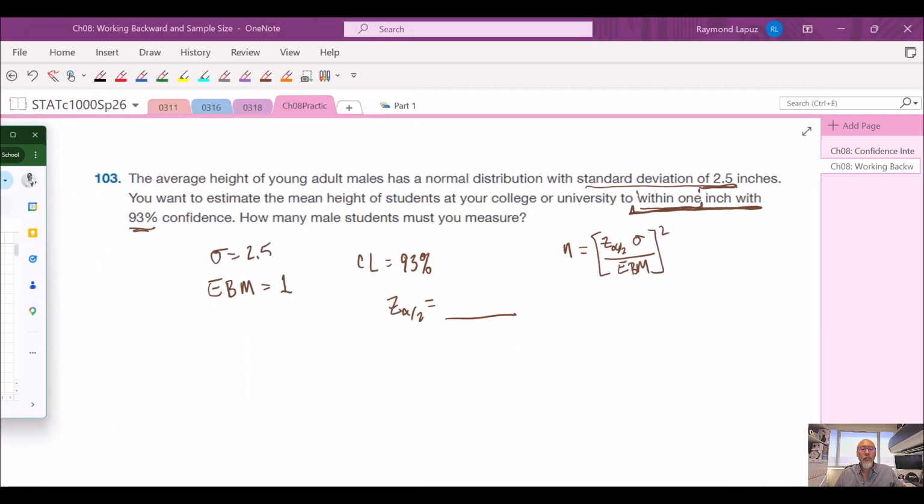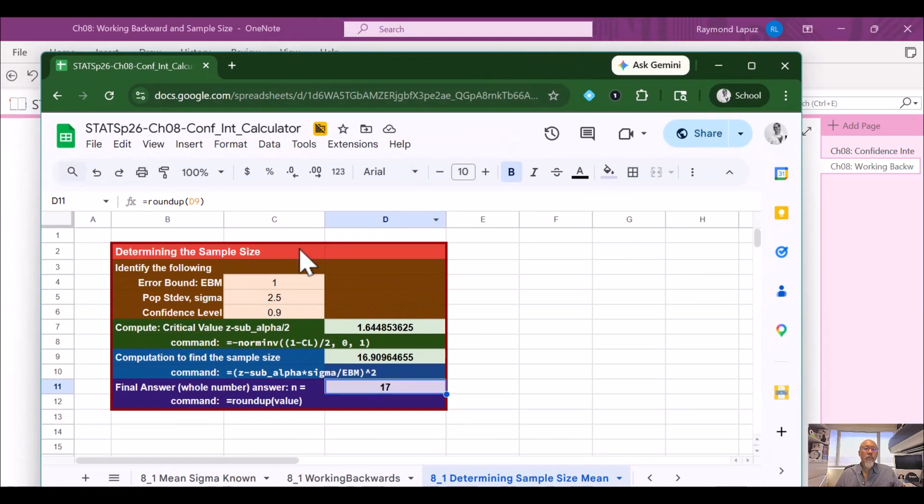Okay, so let's put in those values. EBM is 1, sigma is 2.5, and the confidence level is 0.93, and then I press enter. So it calculates the z sub alpha over 2 for us, and it calculates the sample size, and remember you always want to round up, so instead of 20.5 we're going to say 21.